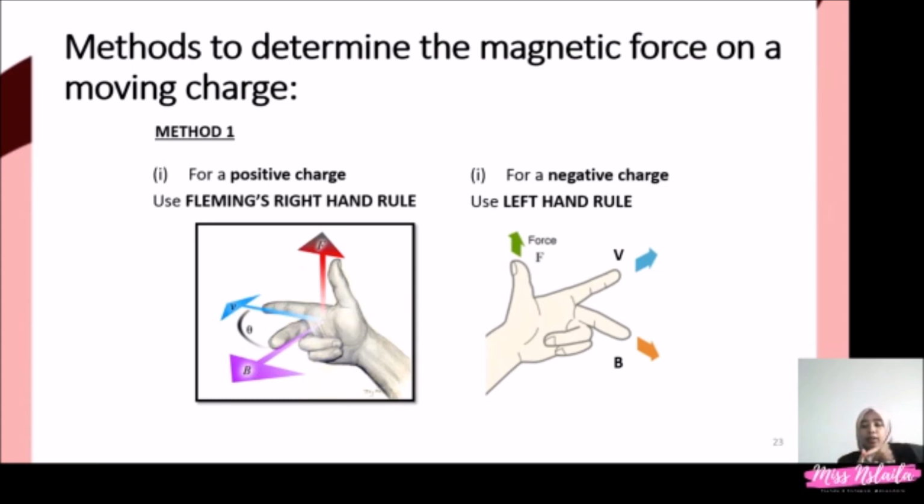Your thumb will be F, magnetic force. Your index finger will be the direction of V, velocity of the moving charge. Your middle finger will be the direction of magnetic field strength. Make sure they are 90 degrees to each other. For negative charge or electron, we can use our left hand rule, F, V, B. Same thing, just use the left hand.